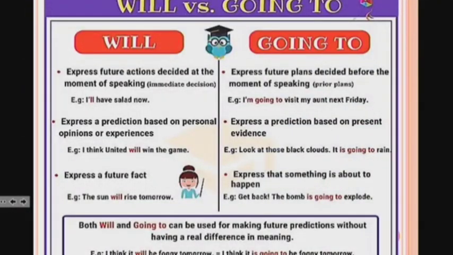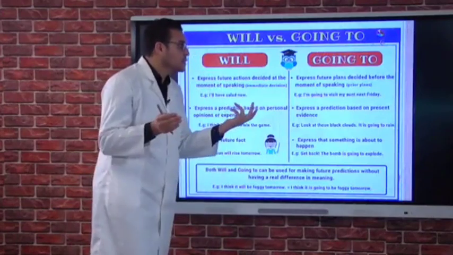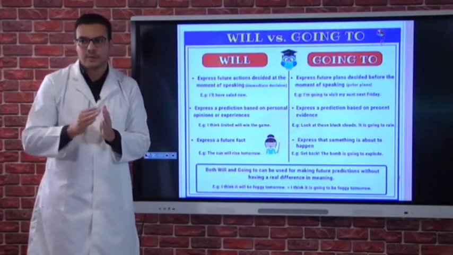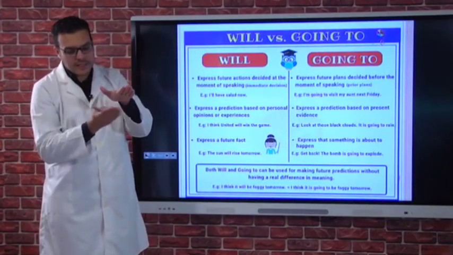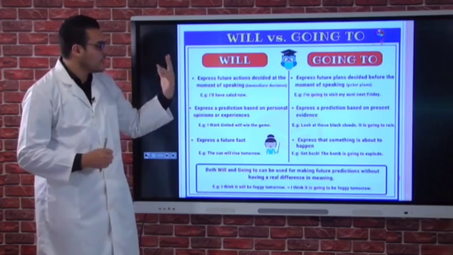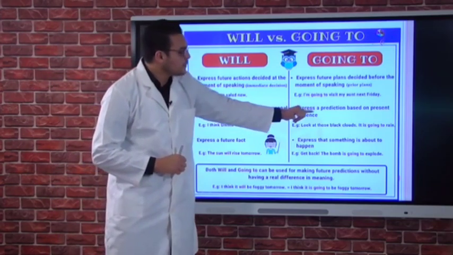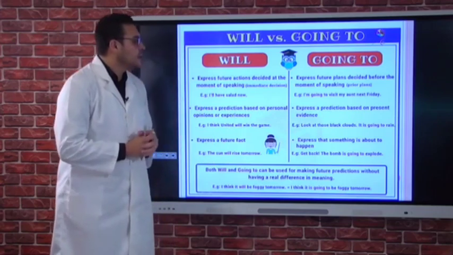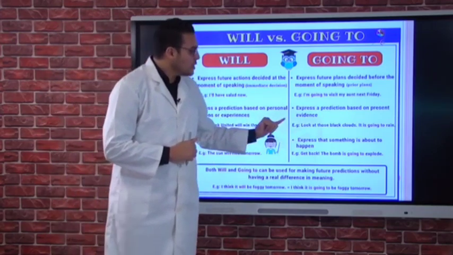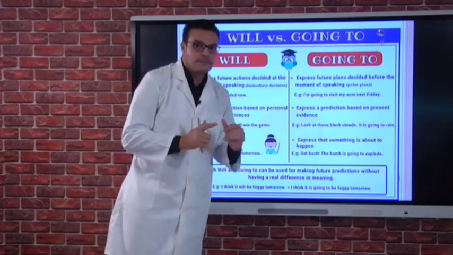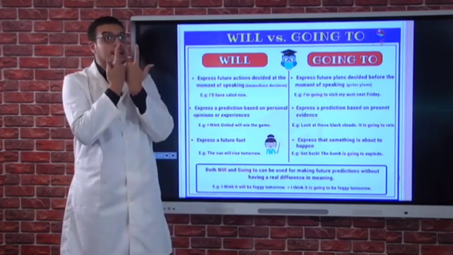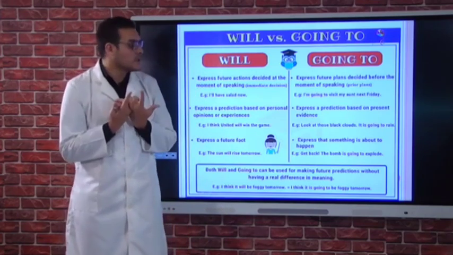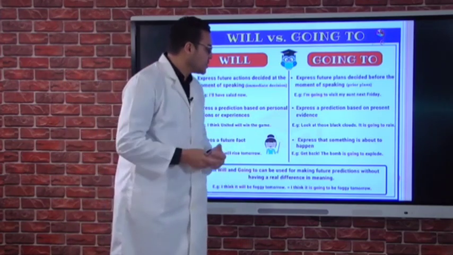For example, I have a schedule or I have a plan. So I need to use be going to. For example, tomorrow I'm going to do this and that. So in here I use be going to. It also expresses a prediction based on present evidence. Example, look at those black clouds. I see the sky and I see black clouds. So I say, it's going to rain.